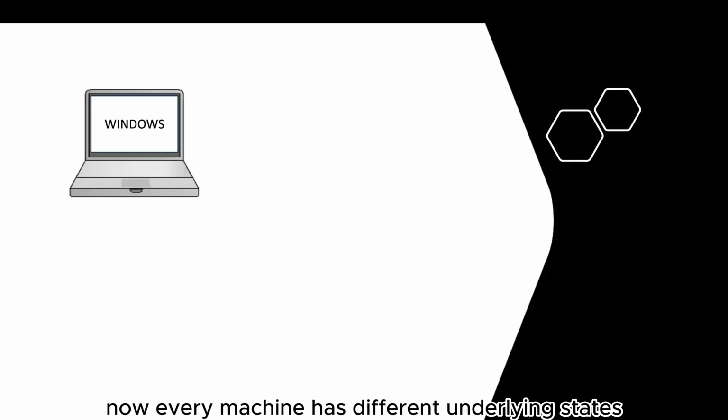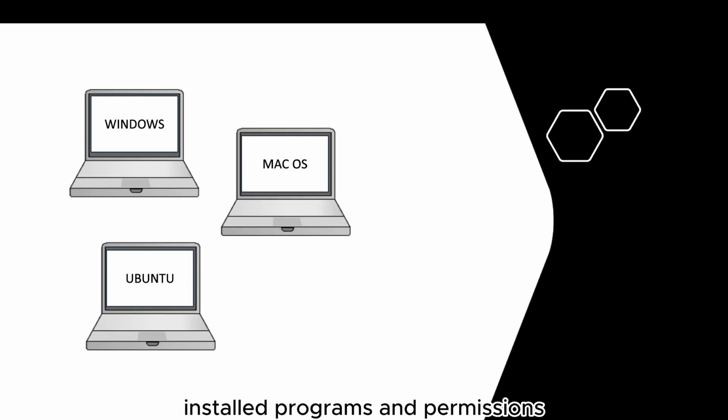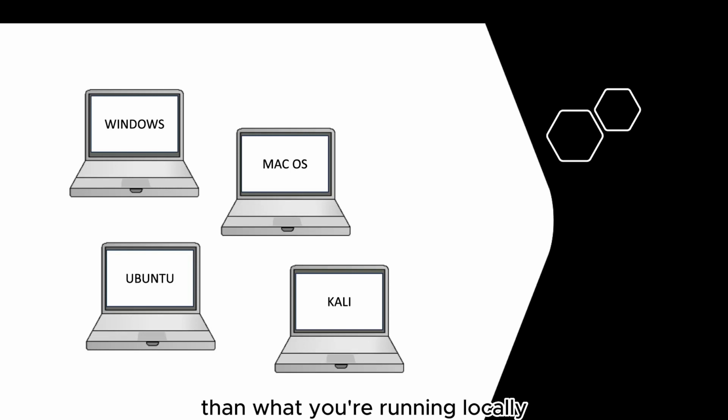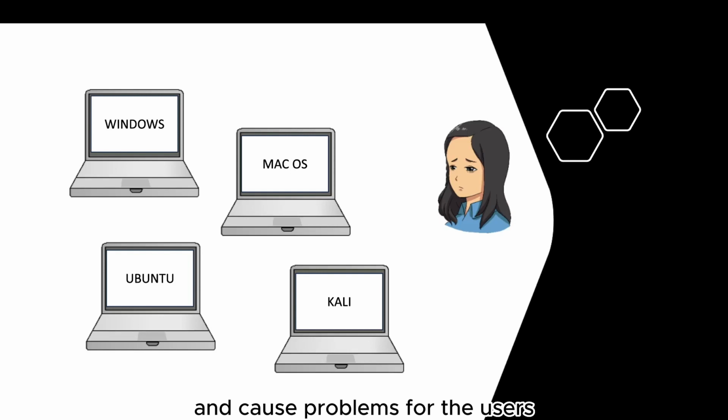Now, every machine has different underlying states depending on the operating system, installed programs, and permissions. If the production server is configured differently than what you're running locally, your changes might not work as you expect and cause problems for the users.